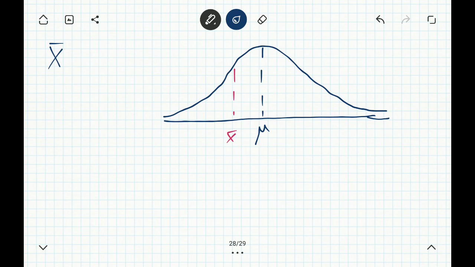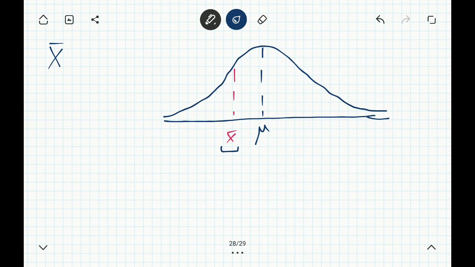Okay, so now we have this sampling mean. We know that it's not equal to the true mean. Is there any way that we can at least know how much of an error we are making? And the answer to that question is yes. So we can have two different cases.